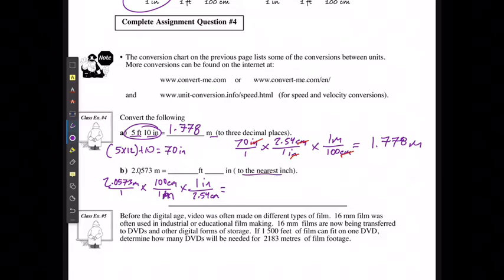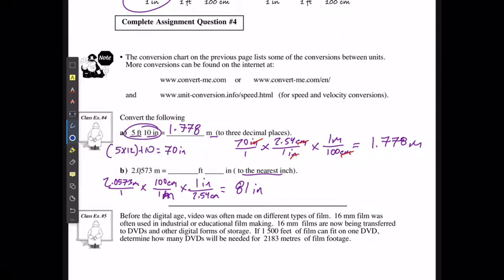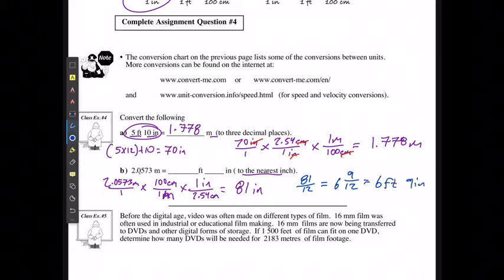Now it says to the nearest inch, so I'm just going to round this to the nearest full inch I can get to, which is going to be 81 inches. Once I know that this is 81 inches, I'm going to say 81 divided by 12. It's going to tell me how many feet I have. If I do it in full feet, I have 6 full feet and then 9 over 12 partial feet left over, which would be 6 feet and 9 inches.